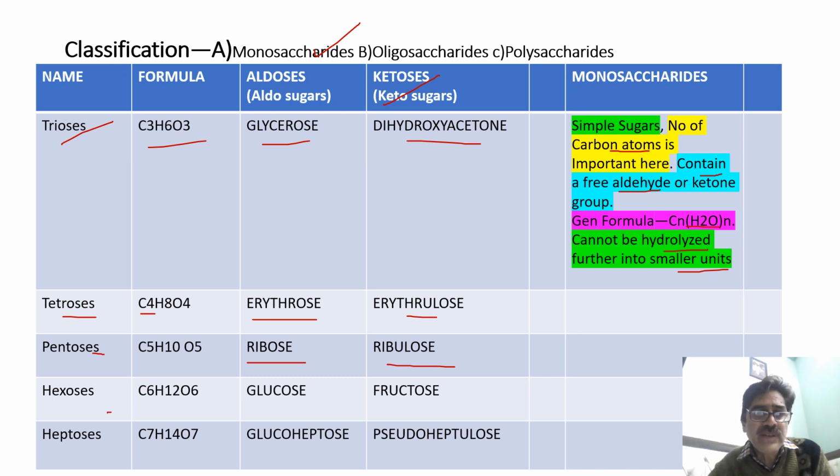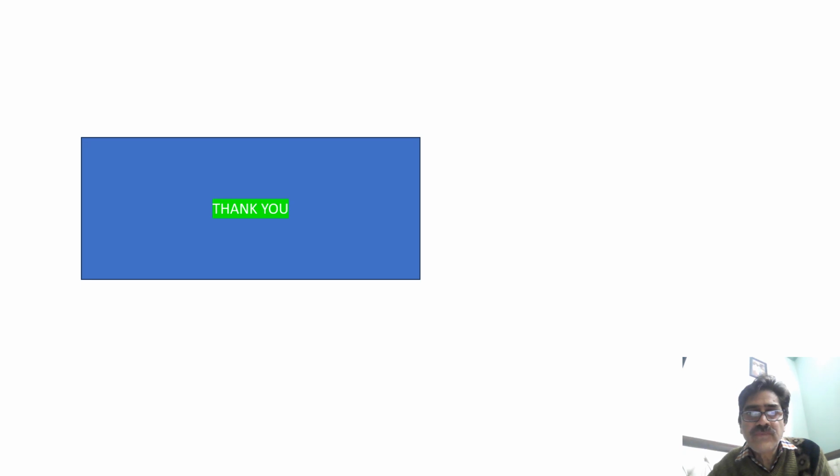Hexoses means carbon atoms present are 6 in number. Example is glucose, an aldo sugar bearing an aldehyde group. Fructose is a keto sugar, a hexose bearing a keto group. Similarly, heptoses bear 7 carbon atoms. Example is glucoheptose, an aldo sugar, and pseudoheptulose is a keto sugar bearing a ketonic group. Thank you.